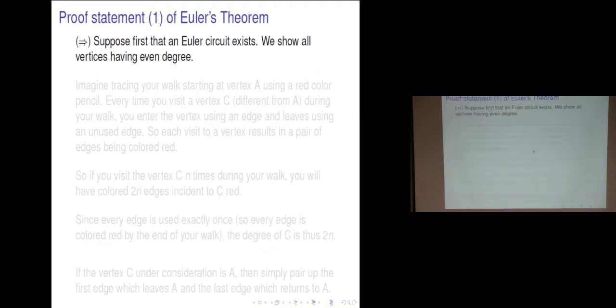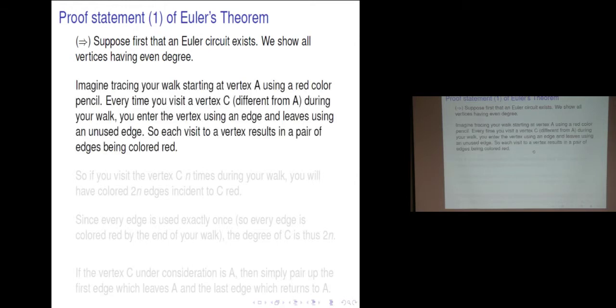So first I want to show P implies Q. So assume P is true. Assume there is an Euler circuit in the graph. I want to show that all vertices have even degrees. Well, imagine tracing a walk starting at vertex A using a red pencil. Every time you visit a vertex C, different from A, during your walk, you enter the vertex using an edge and leave using an unused edge, right? Because you can only travel each edge exactly once. If you enter using this edge, you have to leave using another, unused edge, because you can only use it once.